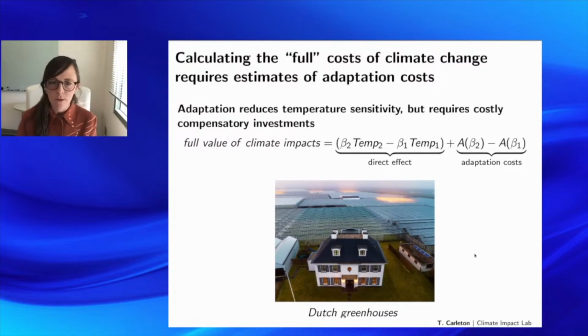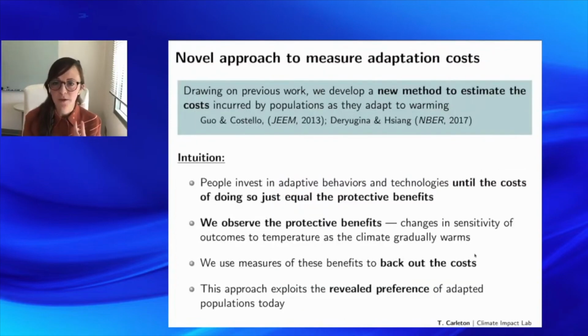resiliency. Our approach here builds on a lot of prior work thinking about revealed preference and adaptation decisions. And the idea intuitively is that we are going to start by assuming that what we observe in the data are investments that people are making to optimally trade off the benefits and the costs of investing in adaptation. If we make that assumption that basically on the margin, people are equating marginal costs and marginal benefits of adaptation, we can use the fact that those econometric models I just showed you gave us estimates of the protective benefits.